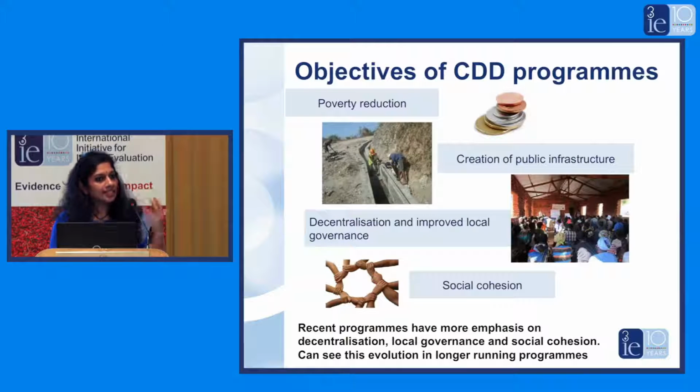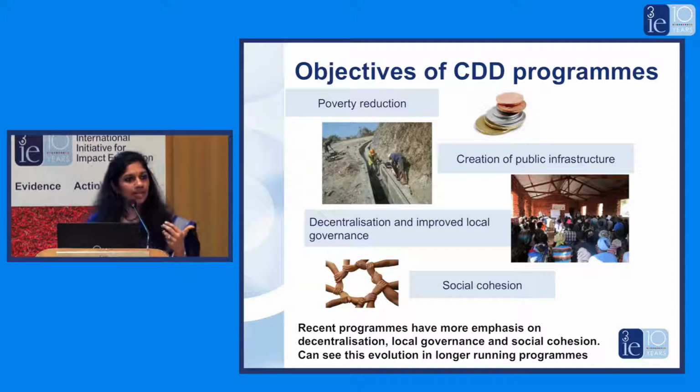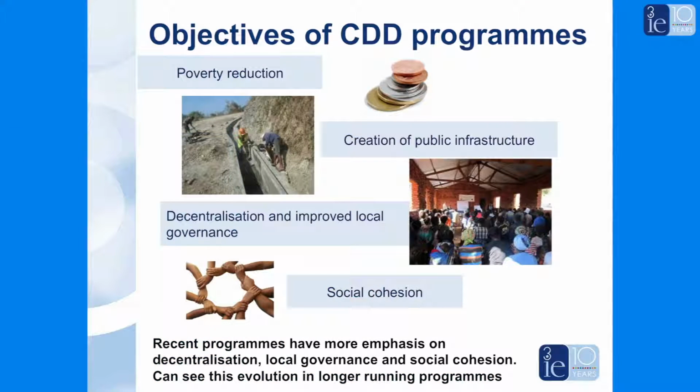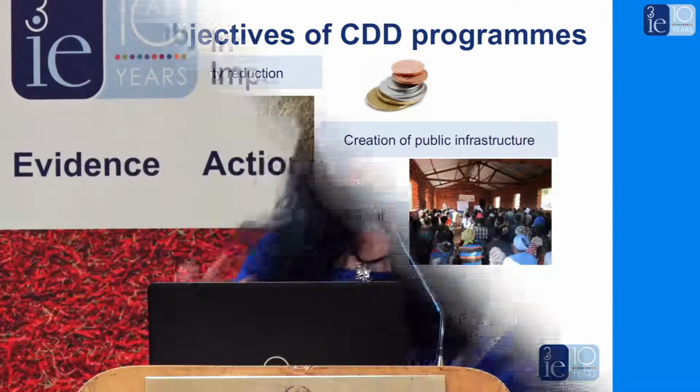We did content analysis of some of the project documents that we looked at, and we tried to see how these programs have evolved since the 90s. In the 90s, the emphasis was on poverty reduction and creation of public infrastructure. But as you get into the 2000s, there's more of an emphasis on decentralization and improving governance, and particularly improving social cohesion. You see that particularly with the long-running programs where this shift happens, and you see it in the naming of these programs as well. What started out as the Kecamatan Development Program turns into the Community Empowerment Program.